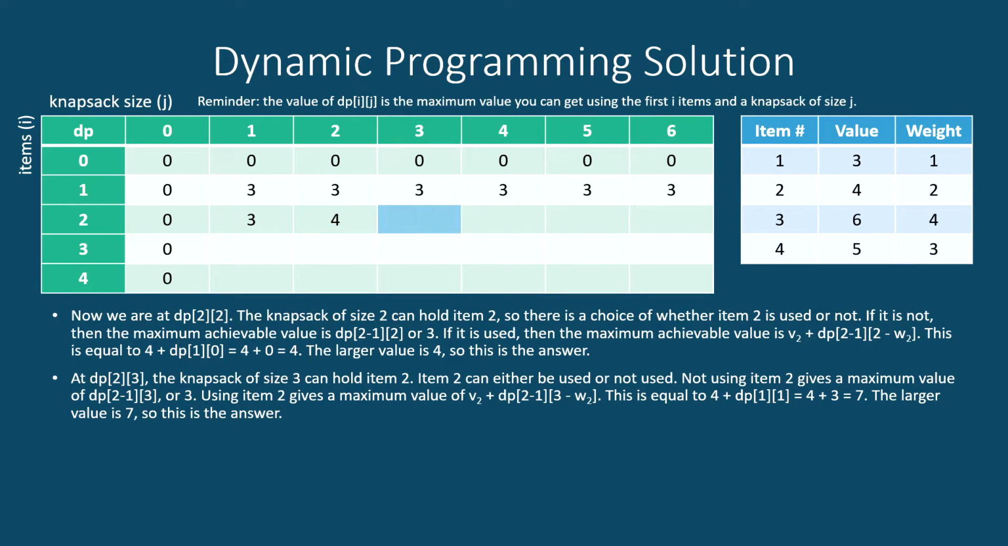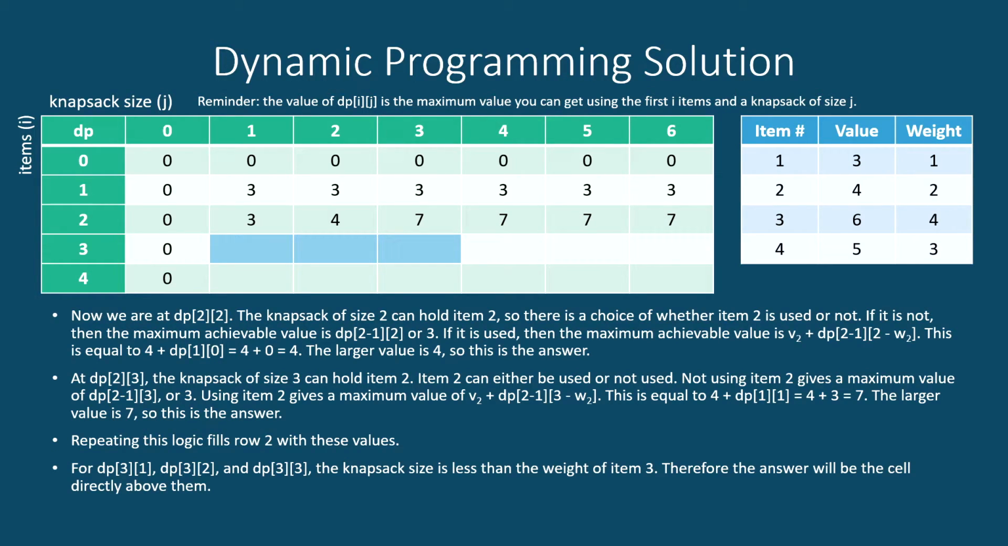At DP23, the knapsack of size 3 can hold item 2, which means that item 2 can either be used or not used. Not using item 2 gives a maximum value of DP13, which is equal to 3. Using item 2 gives a maximum value of 4 plus DP11. This is equal to 4 plus 3, which is equal to 7. The larger value is 7, so this is the answer. If we repeat this logic, we can fill row 2.